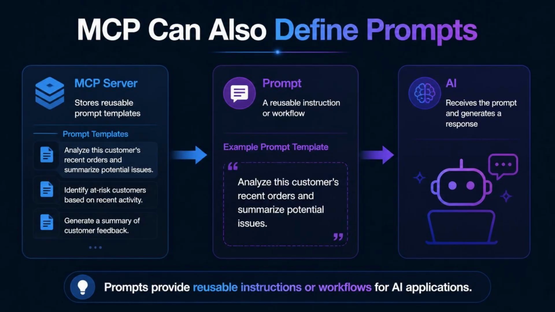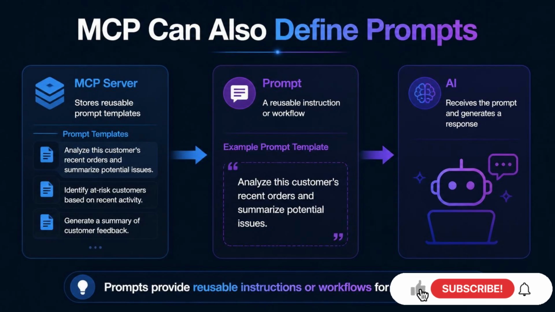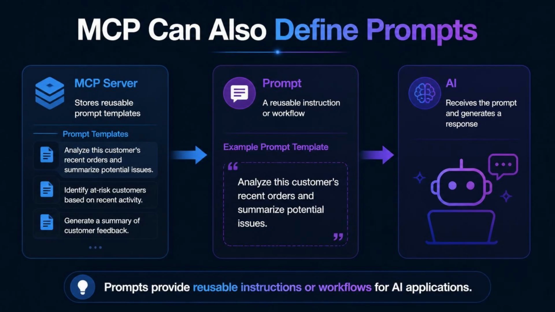Another MCP concept is prompts. Prompts can provide reusable instructions or templates to an AI application. For example, imagine an organization repeatedly wants an AI to analyze customer orders. Instead of creating the same instruction every time, a reusable prompt template can describe how the analysis should be performed. The AI application can then use that prompt as part of its workflow.